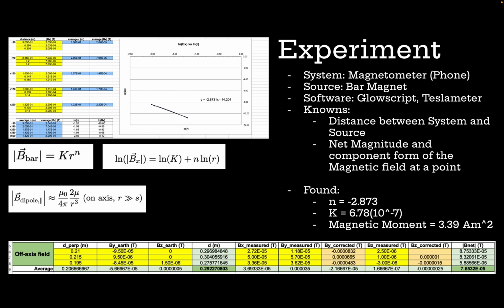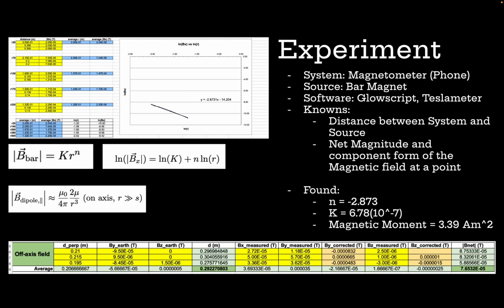So, given this, we have our knowns being the distance between the system and the source, and we get this by using a meter stick, or in my case, a piece of tape with each centimeter marked off. We also know the net magnitude and component form of the magnetic field at a point, and this is through our software of the Tesla meter. We also found that our n is equal to negative 2.873, and that our k is equal to 6.78 times 10 to the negative 7.